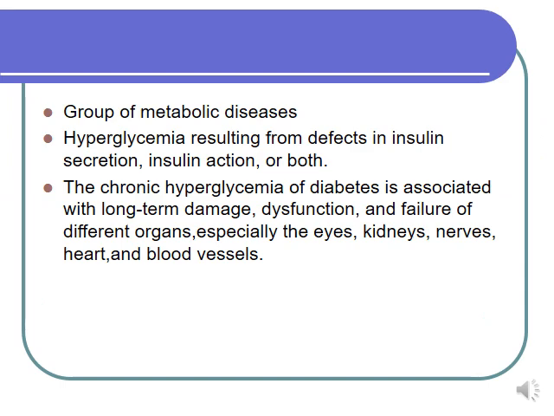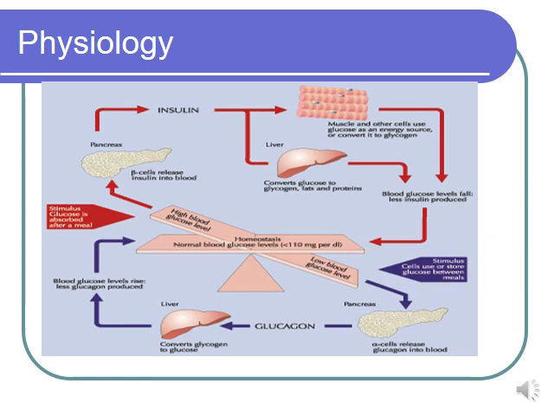As you all know, it's a group of metabolic diseases characterized by hyperglycemia, which is due to a defect in insulin secretion, insulin action, or both. The chronic hyperglycemia of diabetes is associated with long-term damage, dysfunction, and failure of different organs, especially the eyes, kidneys, nerves, heart, and blood vessels. So, before going into the proper pathophysiology, a few words about normal homeostasis.